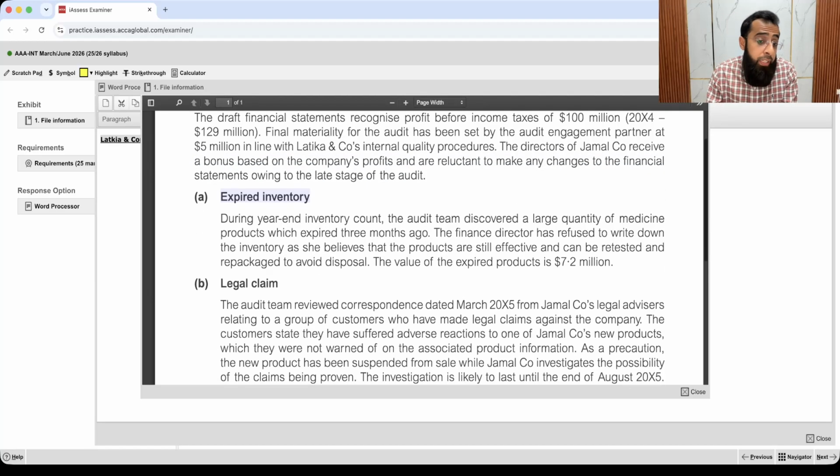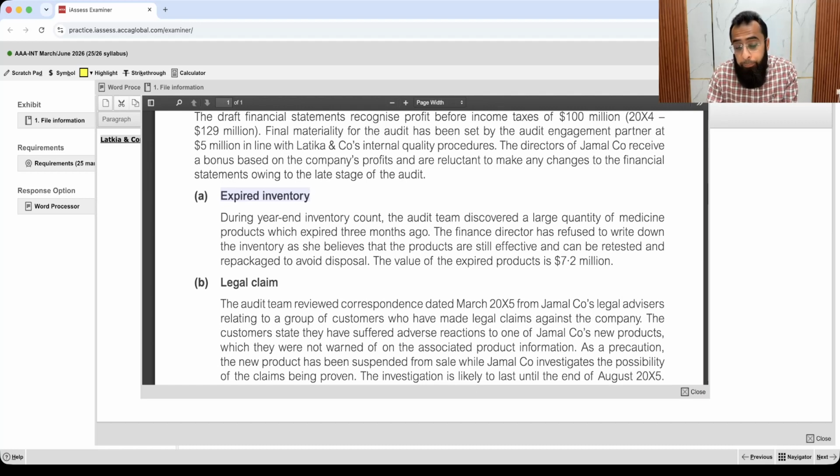Now let's read part A, expired inventory. During the year-end inventory count, the audit team discovered a large quantity of medicine products which expired 3 months ago. The finance director has refused to write down the inventory as she believes that the products are still effective and can be retested and repackaged to avoid disposal. The value of expired products is $7.2 million. It is a simple misstatement.